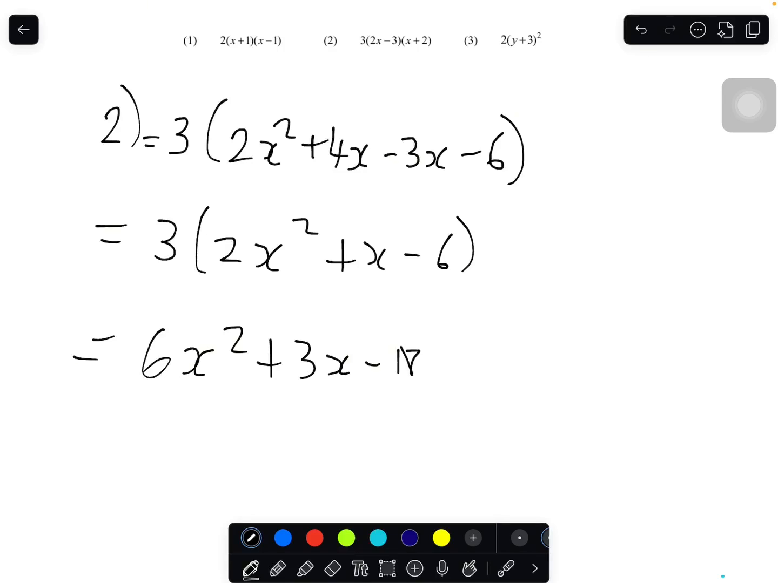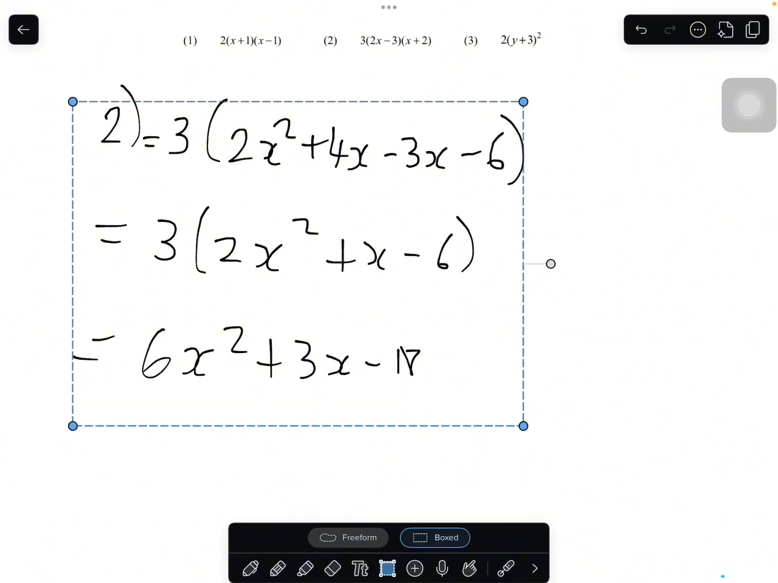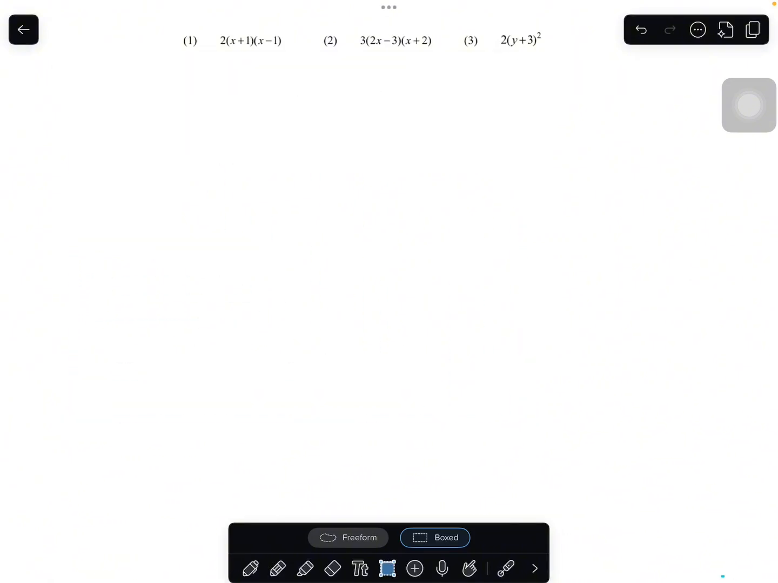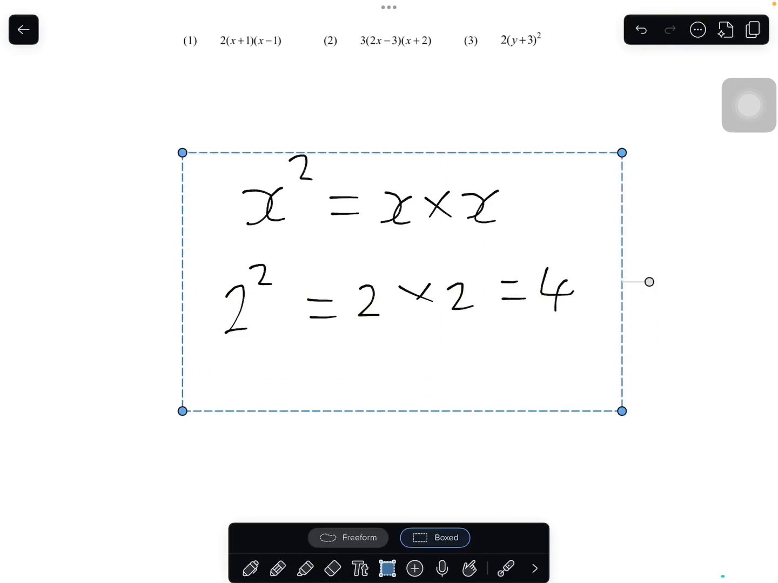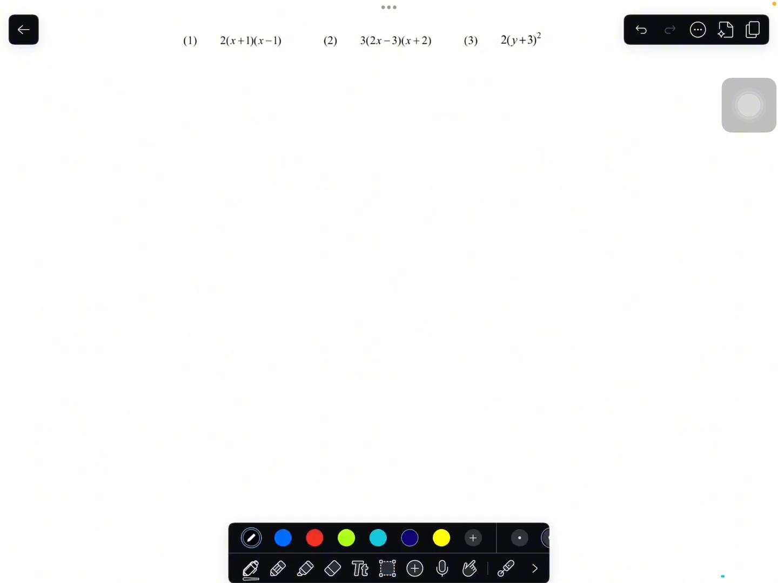Okay, let's move on to our final example that we're going to be doing together. And here we have a square with the brackets, which can become tricky for you guys. But what do we know? If I had x squared, what does that mean? It would mean x times x. So if I had 2 squared, what is that? It is 2 times 2, which is 4. And that same principle is going to be used with our brackets. So just as when I have a square, I can expand it, I'm going to do the same thing here.